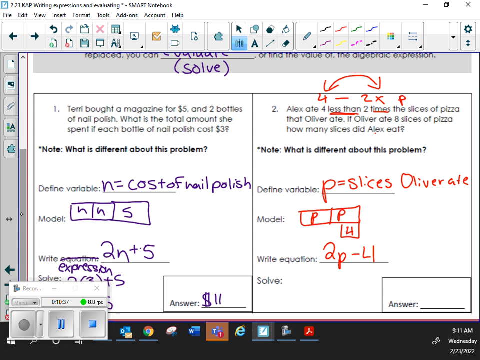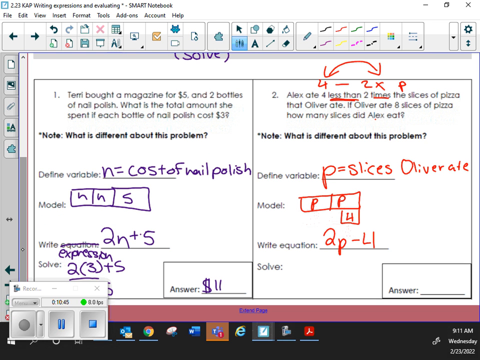All right, now we can read the second sentence. If Oliver ate 8 slices of pizza, how many slices did he eat? So I'm going to substitute. What's that new expression I'm going to read? Class, 2 times 8 is? 16. Minus 4 is 12 slices. Did y'all eat 12 slices? Yeah. No. Only 2.